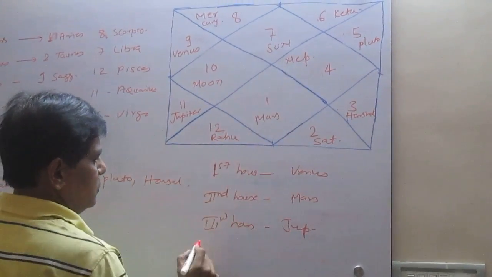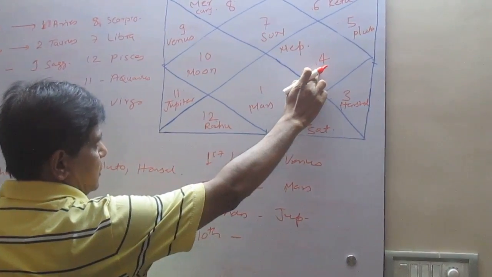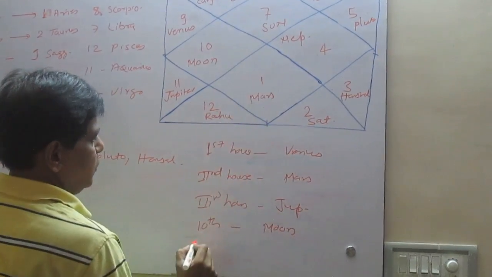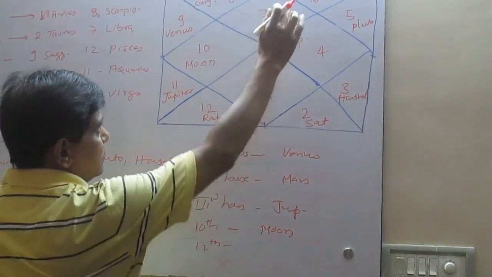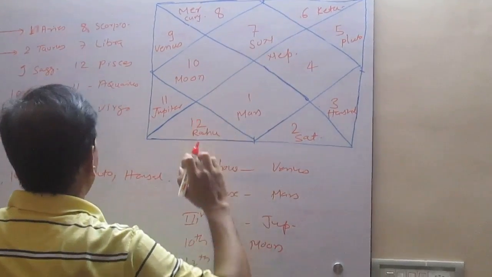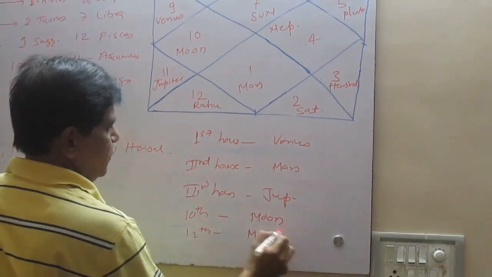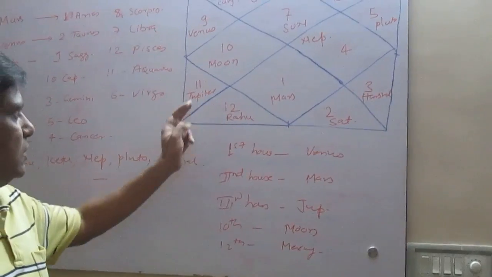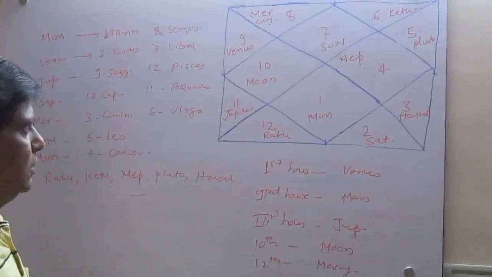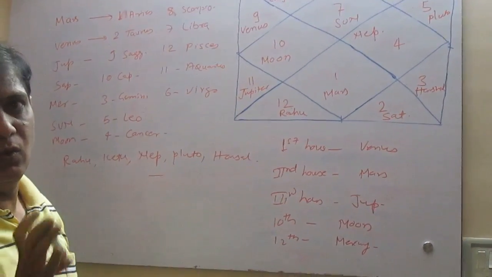In the 10th house, 4 number Rashi, which is Cancer. Owner of the Rashi is Moon. In 12th house, 6 number Rashi is present, which is Virgo. Owner of the Virgo is Mercury. So, the owners of the houses are the owners of the Rashis present in those houses, and that is the way we can judge the owners of the houses.